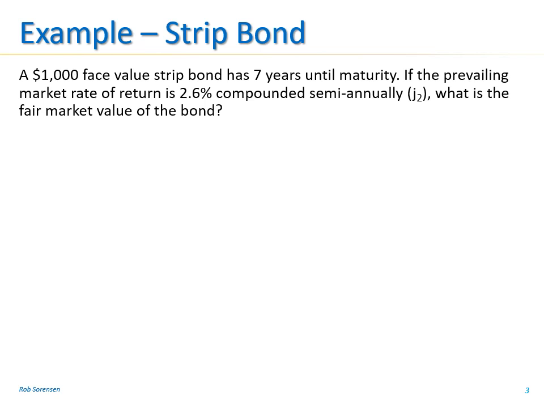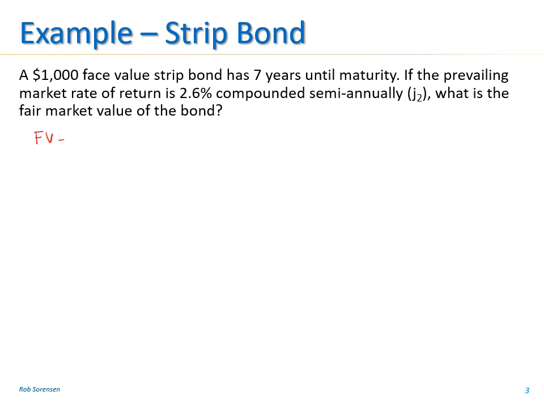We have a $1,000 face value strip bond. It has 7 years left until maturity. If the going rate or the market rate of return is 2.6% compounded semi-annually, that's a J2. What's the price or what's the fair market value for that bond? Well, let's start by writing down what we've got.